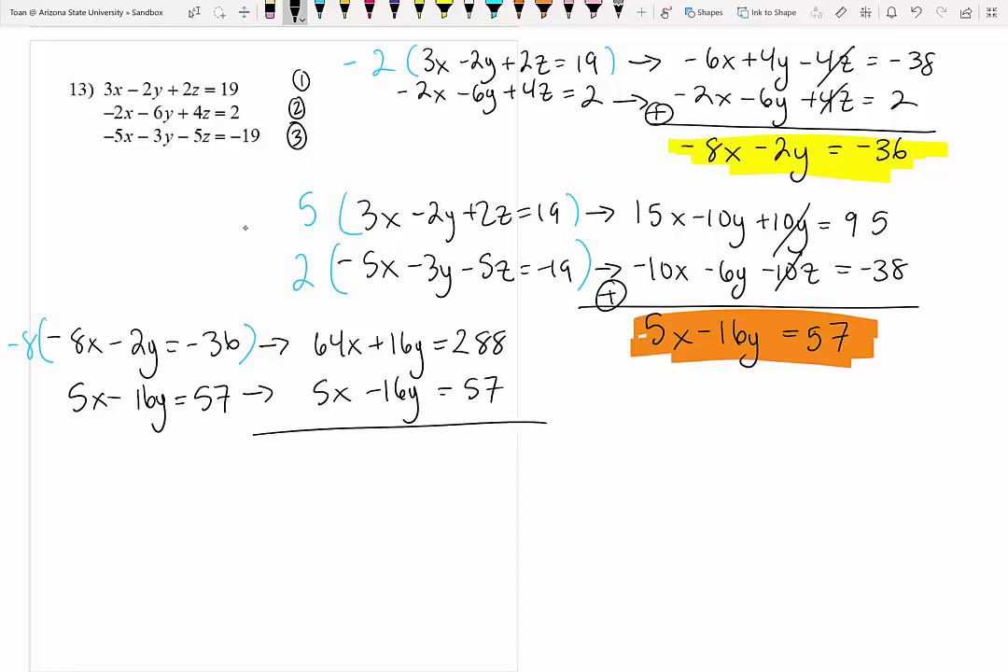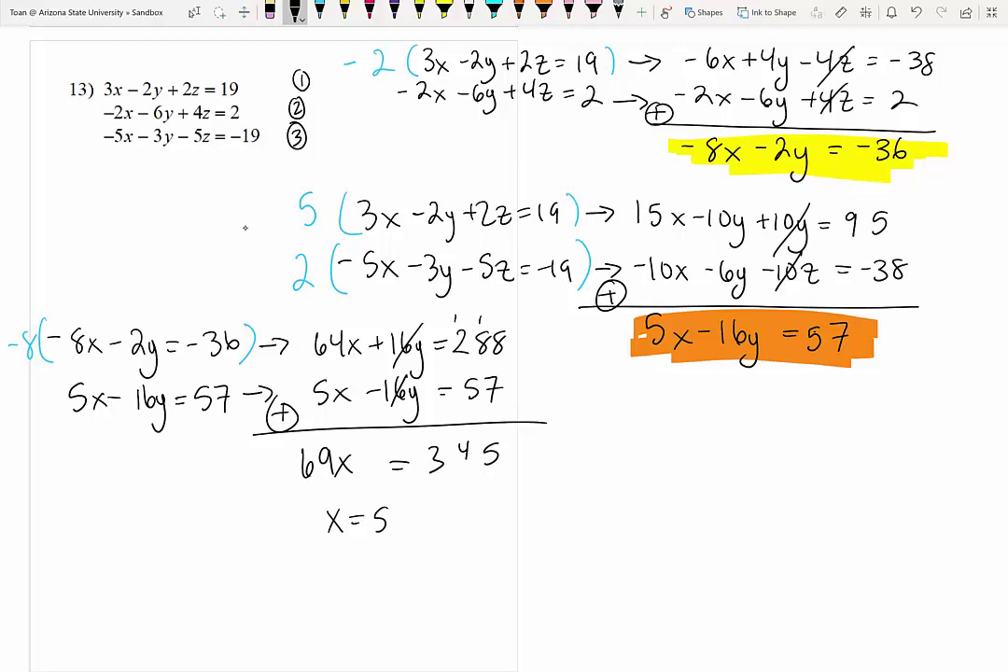Go ahead and add these two guys together. Gives us a 69x. The y's are gone. Equals 5, 1, 13, 14, 345. And I'm going to have to whip out my calculator here. I'm hoping when I divide both sides by 69, 345 divided by 69, hey, what do you know? It goes in perfectly. X equals 5.